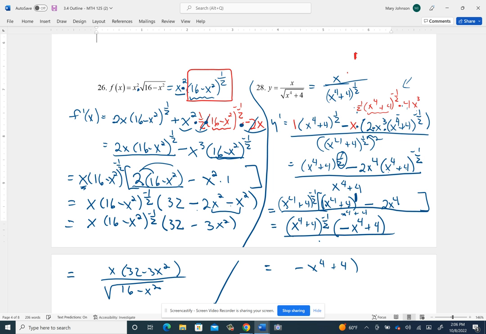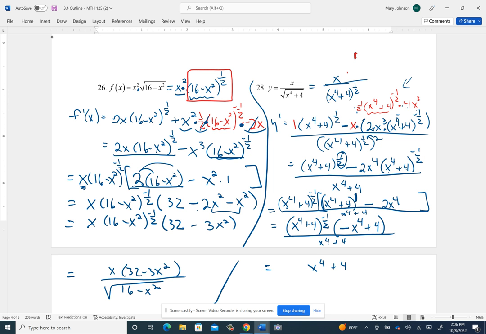This still has the denominator x to the fourth plus 4. So I have negative x to the fourth plus 4 divided by, or times, divided by. Okay, hold on. I lost my bearings when I noticed I missed that denominator. So let me just backtrack for a second.